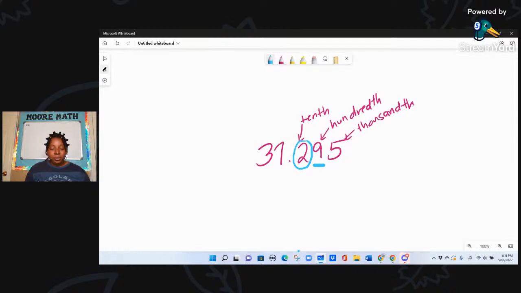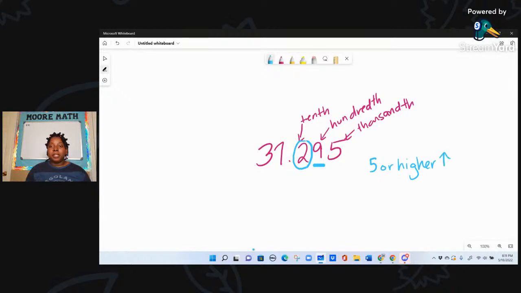Oh, you're from Guyana? Nice. All right, so all I care about is this 9, okay? It's going to tell me, is that 2 going to go up or is it going to stay the same? So the rule is if it's 5 or higher, we round up.